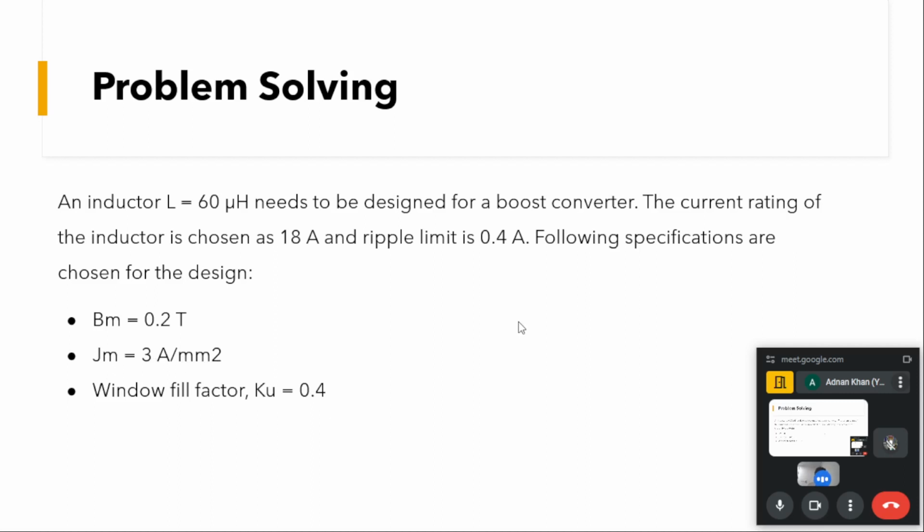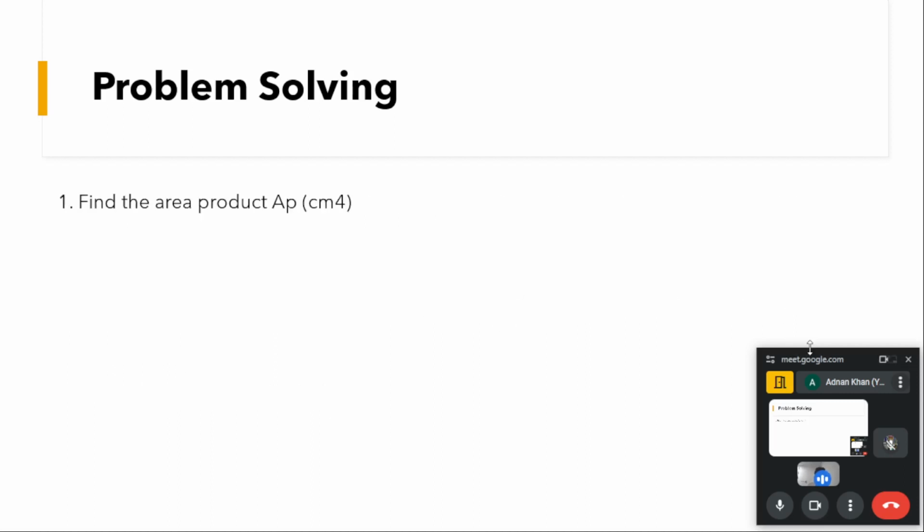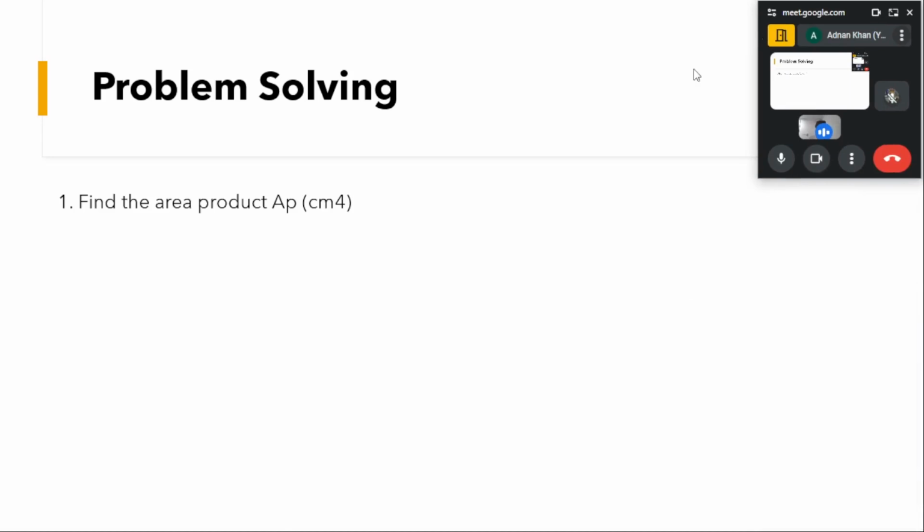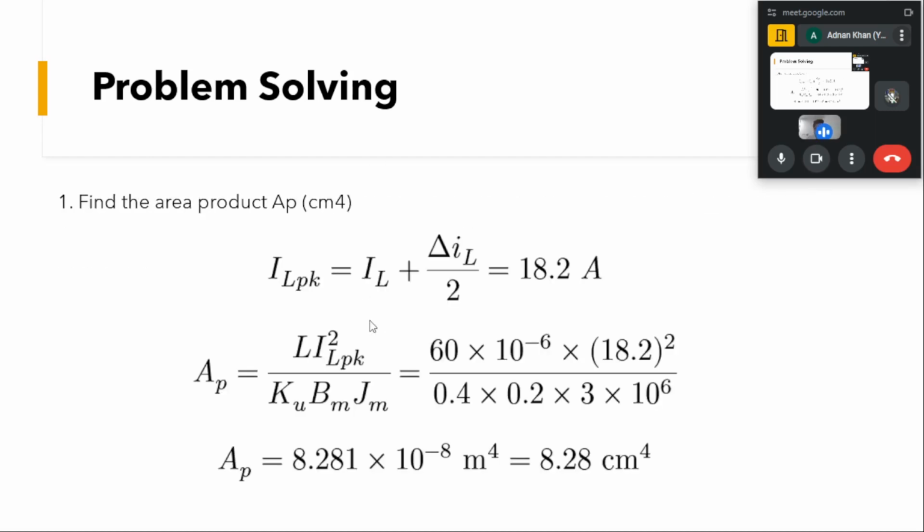So now we shall see. The first thing is to find the area product. We saw how to find the area product. The equation for the area product is L into IL peak square divided by KU BM JM. So L is known to us, it is 60 micro.